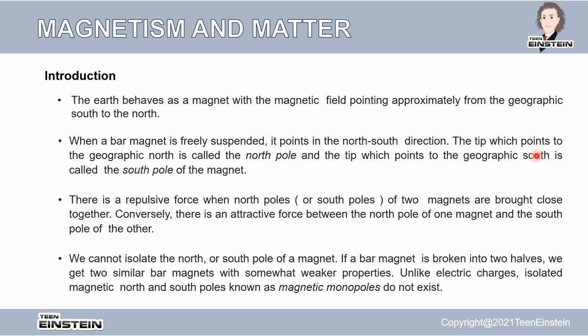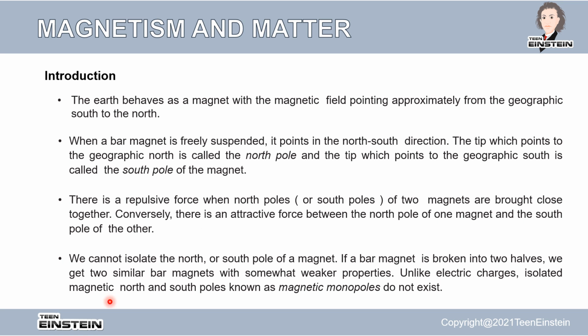So the tip which points to the geographic north is called the north pole, and the tip which points to the geographic south is called the south pole of the magnet. There is a repulsive force when the north poles or south poles of two magnets are brought close together. Conversely, there is an attractive force between the north pole of one magnet and the south pole of the other. So this we already know: north pole and south pole of two magnets get attracted, and the north pole of one magnet repels the north pole of the other magnet.